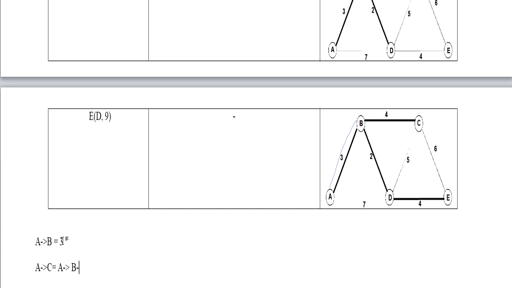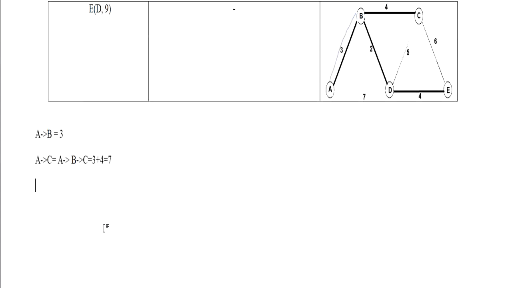It can be reached from A to B, B to C. Its cost is 3 plus 4 is equal to 7. Then can I reach A to D? Yes, I can reach. It can be reached from A to B, then from B to D. So its cost is 3 plus 2 is equal to 5.